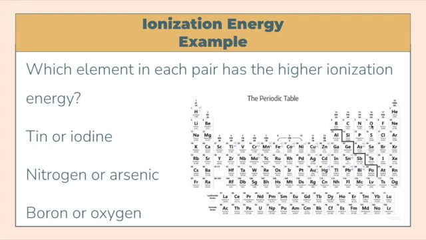Looking at boron and oxygen, these are again in the same period, so we compare number of protons. Oxygen has more protons than boron does, which would lead to greater Coulombic attraction. The electrons are more attracted to the nucleus of oxygen than boron's electrons are attracted to its nucleus. So therefore, oxygen would require more energy to remove an electron, which means it has the higher ionization energy.